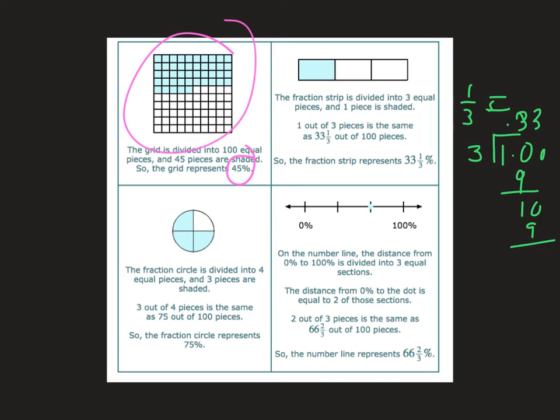And so what we do when a decimal is going to keep repeating is we put this on it. It's a repeating line. It goes over your last digit. And so if I multiply that times 100, then we will get 33 and 1/3 percent. So that would work out like that. Okay. This fraction circle is divided into 4 equal pieces, and 3 pieces are shaded.